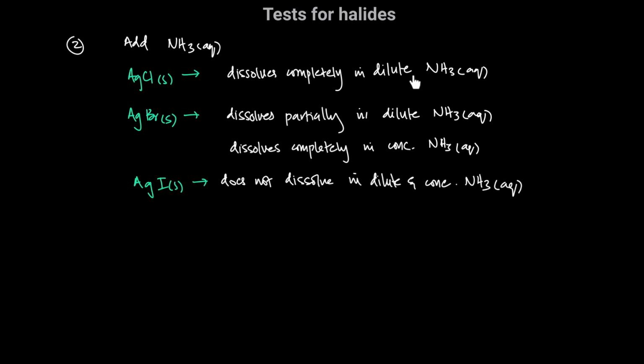So if it dissolves in dilute aqueous ammonia, we know it's silver chloride. If it doesn't dissolve in dilute, or dissolves partially in dilute, but it does dissolve in concentrated aqueous ammonia, then we know it's silver bromide. And if it doesn't dissolve in either dilute or concentrated aqueous ammonia, then we know it's silver iodide.